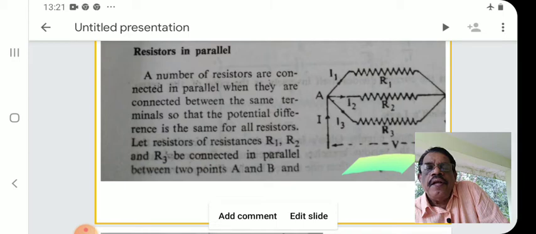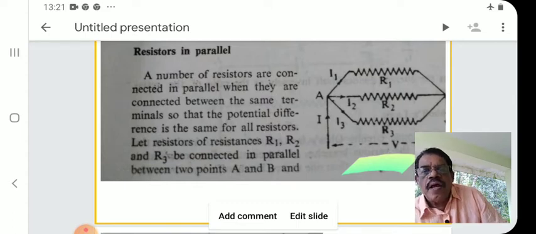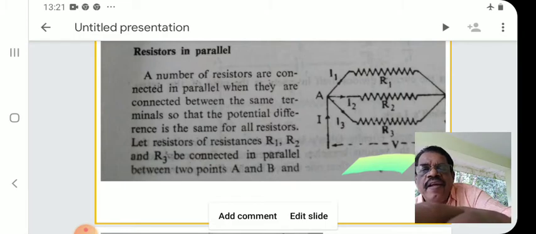A current I coming at A is divided into 3. I1 passes through R1, I2 through R2, and I3 through R3. The current is divided. In the series combination, potential is divided. In parallel combination, current is divided. We apply the current division formula.